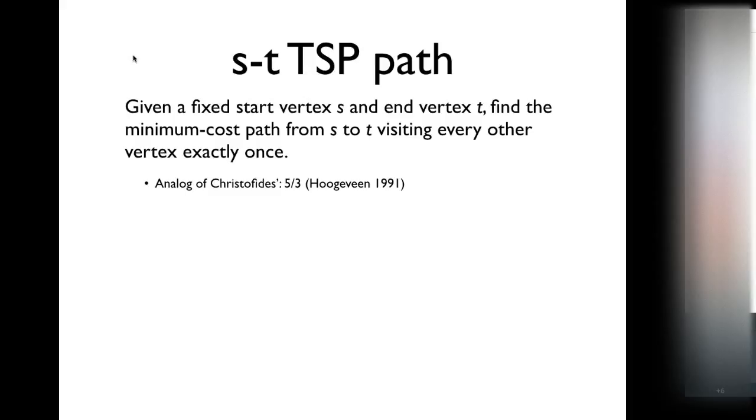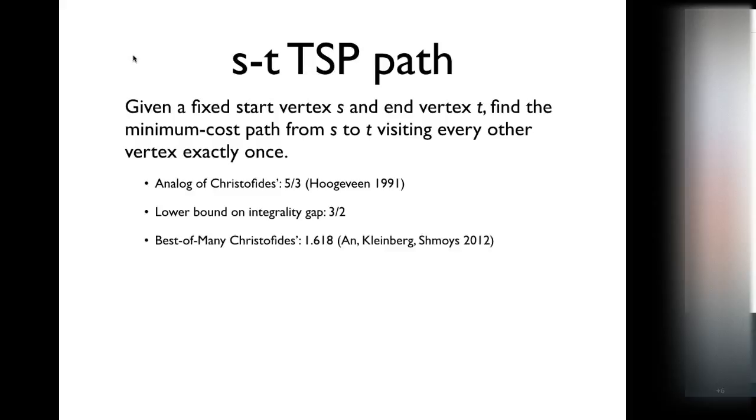It's also known that if you look at the corresponding linear program, the lower bound on the integrality gap is at least 3/2, by an example similar to the one that I showed you before. Best of many Christofides showed up in this paper by An, Kleinberg, and Shmoys, where they were worried about this problem, and were able to show that you could beat Christofides by using the best of many Christofides, and particularly you could get something that was the golden ratio as opposed to 1.666.